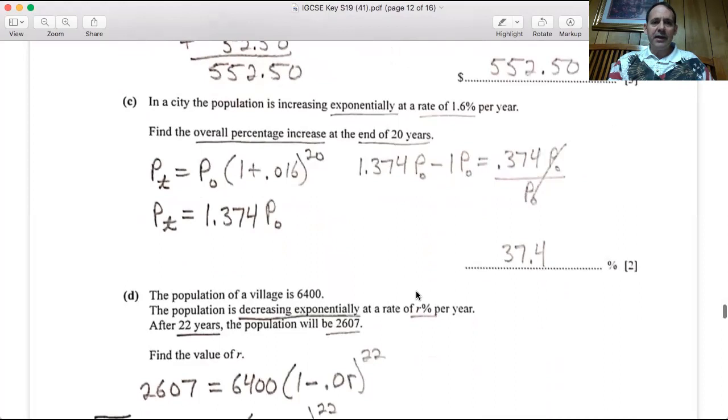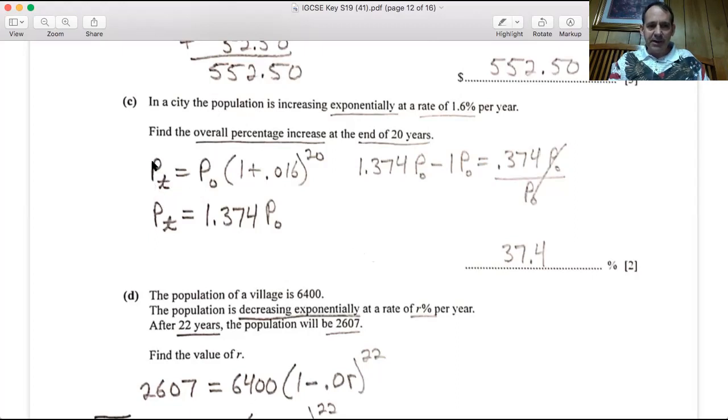Now we're dealing with a city, the population is increasing exponentially at a rate of 1.6% per year. Now, population increase is actually the same formula as compound interest. Compound interest, population increase, any kind of exponential growth or decay model is going to use the compound interest formula. So I just changed the variables to represent this question.